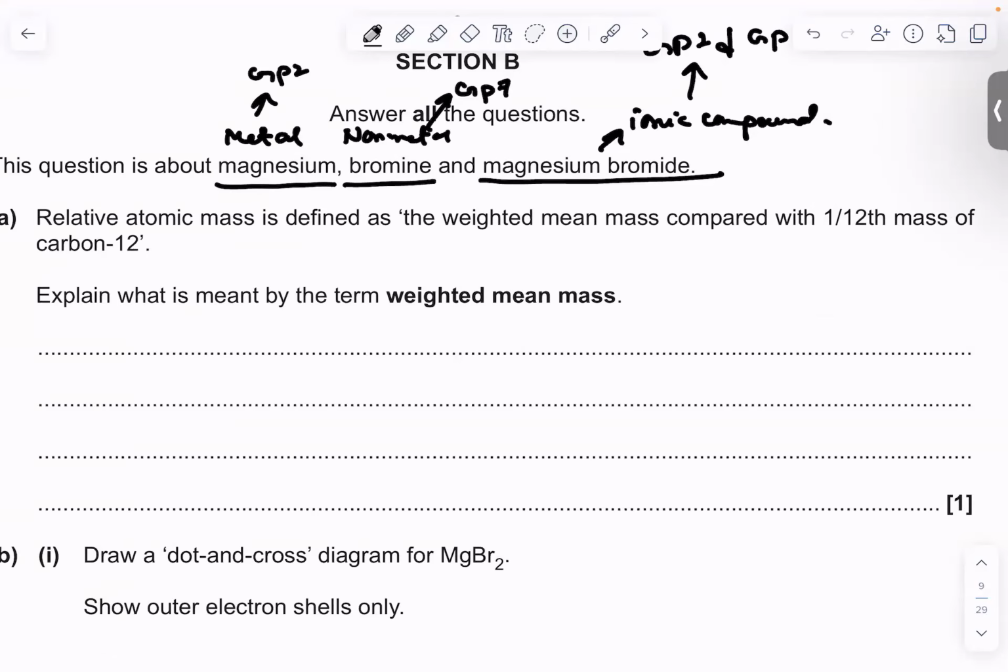So explain what is meant by the term weighted mean mass. It's the average mass.